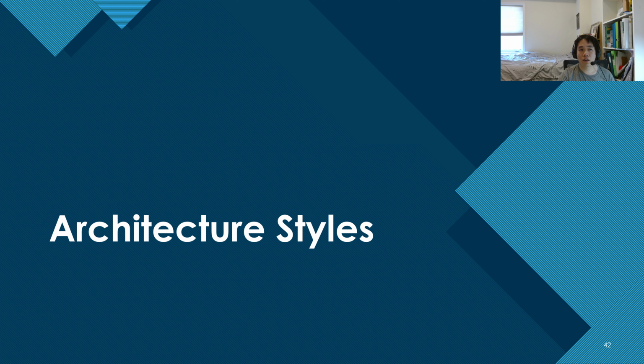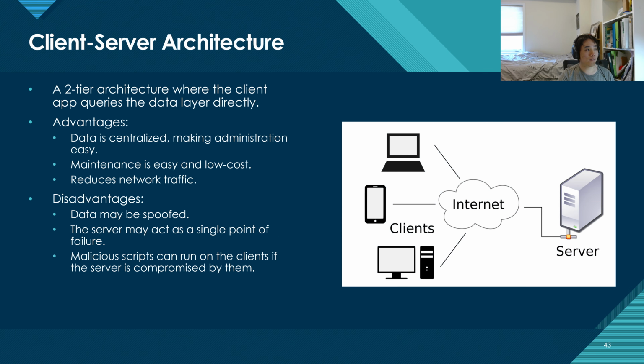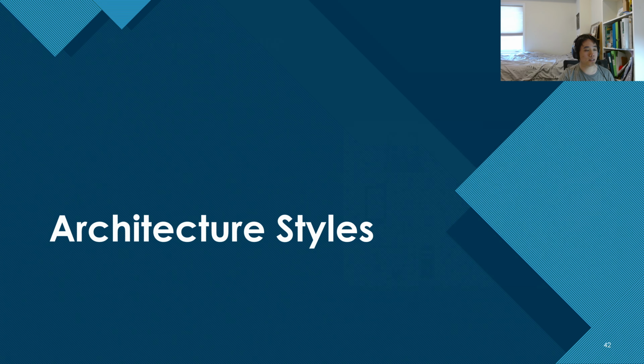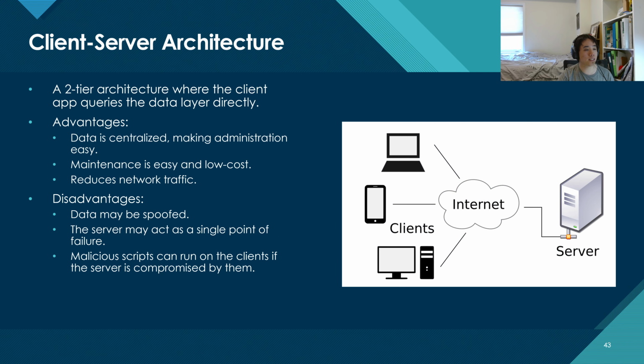I'm going to move on to the next part of the tutorial. We have the client server architecture. To begin with our architecture styles, this is a really simple two-tier architecture, so n is two in here. Pretty much the clients directly query the server. The server houses everything that the app can do, and the clients just connect to the server and query from it.